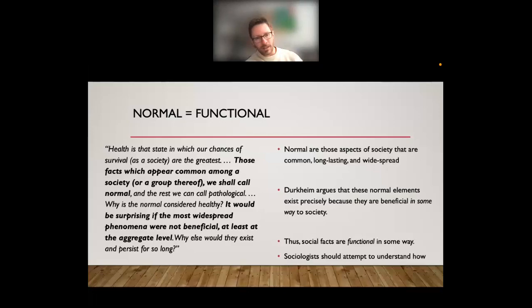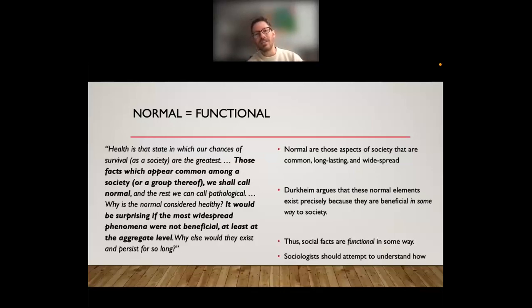An example would be wearing clothes. And he argues that these normal elements exist precisely because they are beneficial in some way. That does not mean they are morally beneficial, but that they uphold the status of a society. So that means that social facts are functional, and sociologists should attempt to understand how they are functioning to support that society.